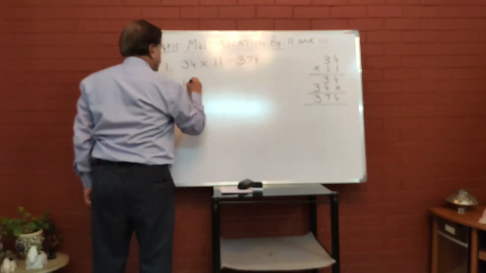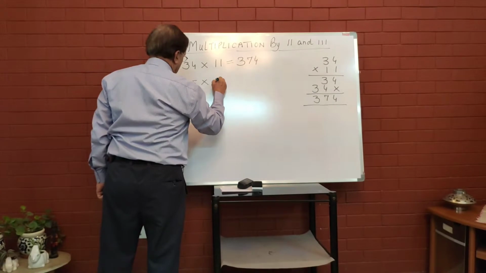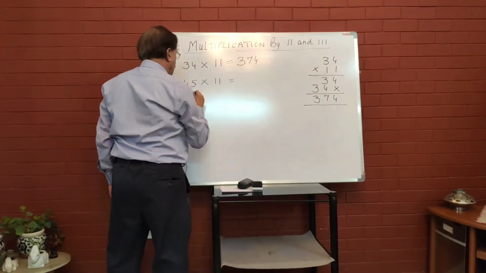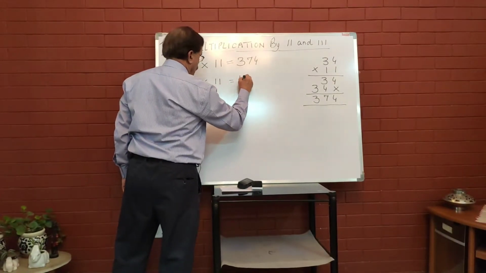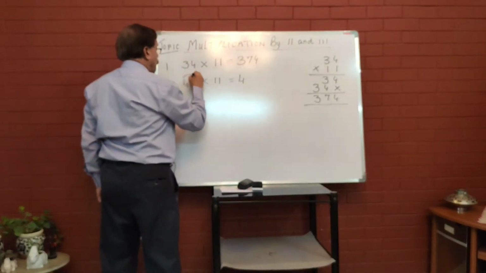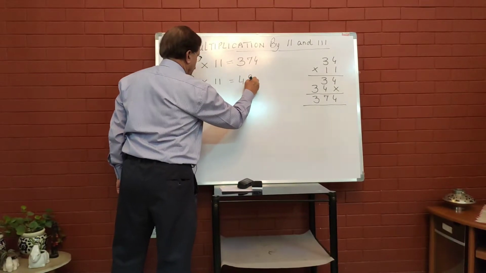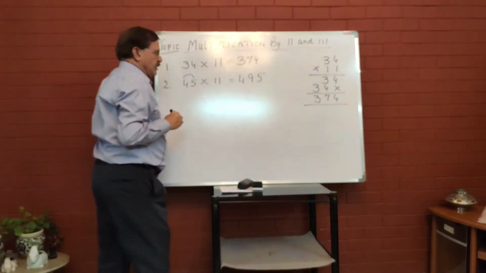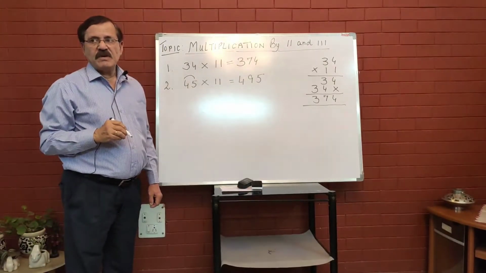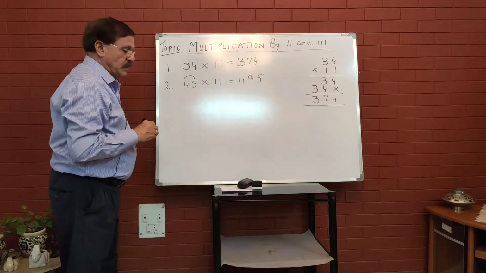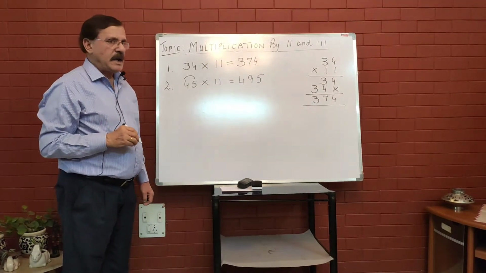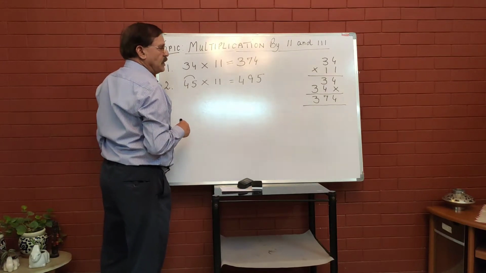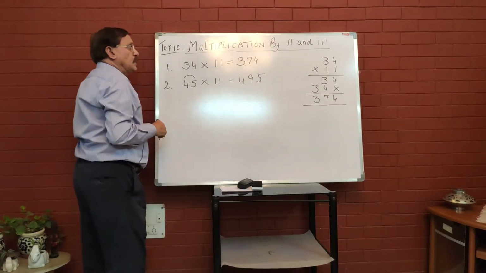45 multiply by 11. Again the same thing. The first number as it is, 4. Next number 4 plus 5, 9. And the last number 5 is written as it is. So 495 is the answer. These are 2-digit numbers multiplied by 11. 34 is the multiplicand, 11 is the multiplier, and 374 is the product.